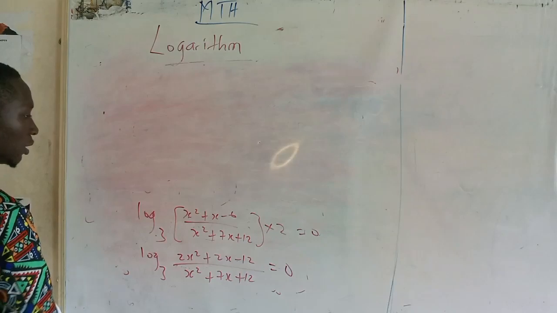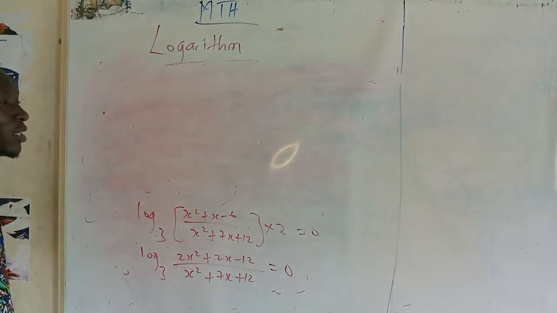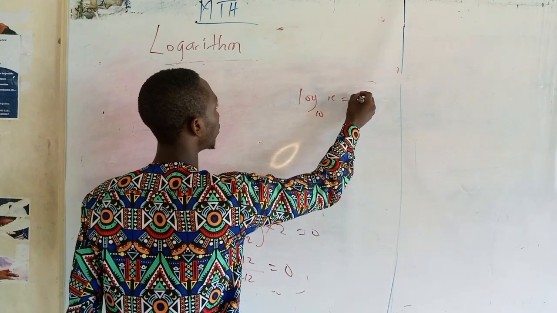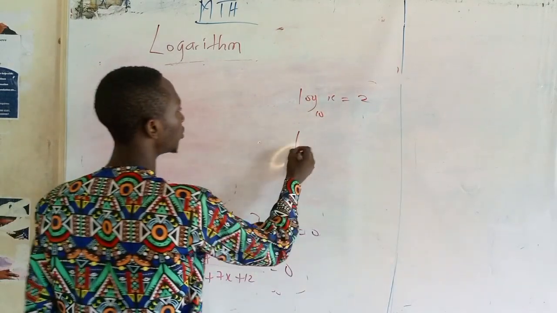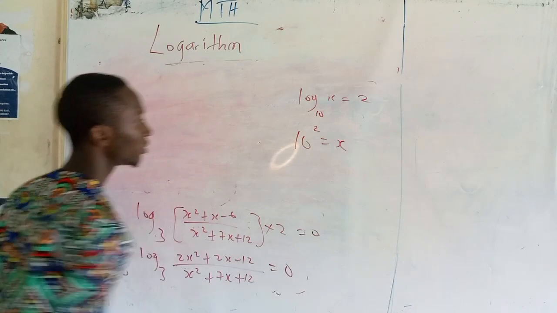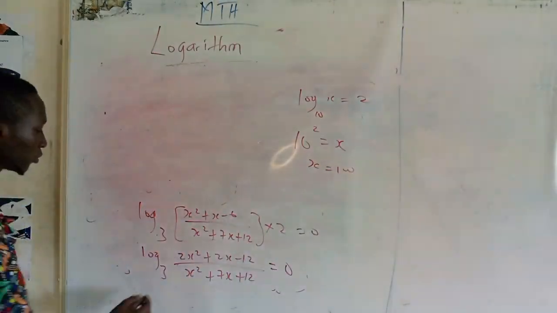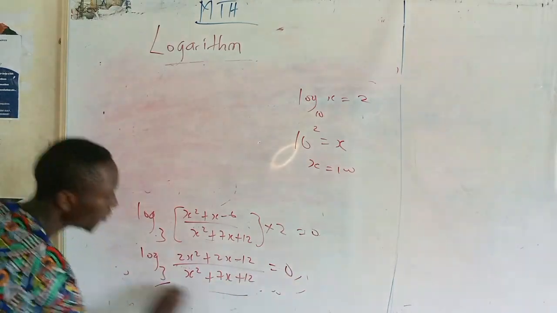So therefore, now remember under indices, if you have something like this, log 10 x equals to what? 2. To find our x, we just do 10 raised to power 2 equals x. So it will be x equals 100. I can use the same approach for this. 3 raised to power 0 will give me everything here.